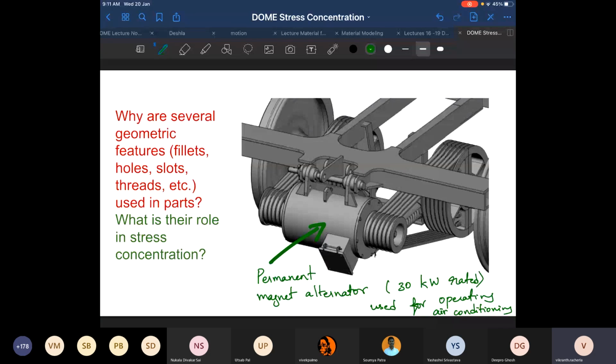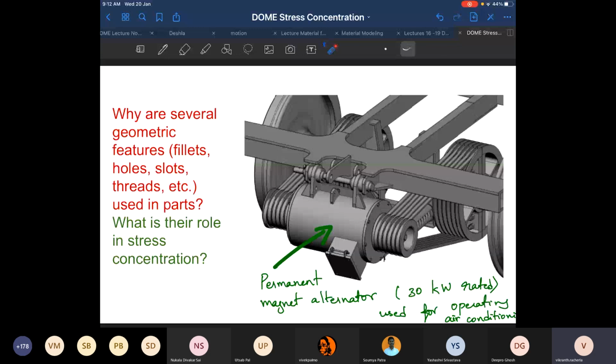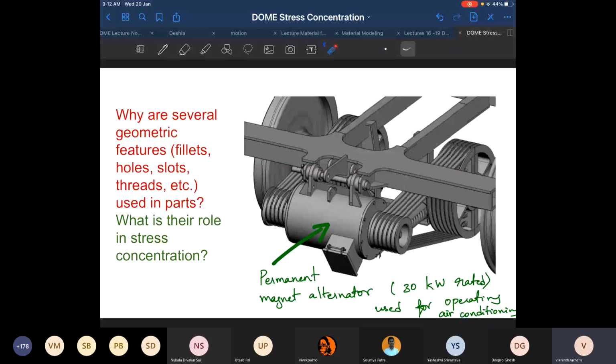So what was the basic working principle of this PMA? You have these pulleys, which you can see over here. These pulleys are attached to the wheel sets, so the pulleys rotate along with the wheel sets. There are two pulleys on the wheel set, and these two pulleys drive the two pulleys on the permanent magnet alternator. Now inside this casing, you have a stator and a rotor.